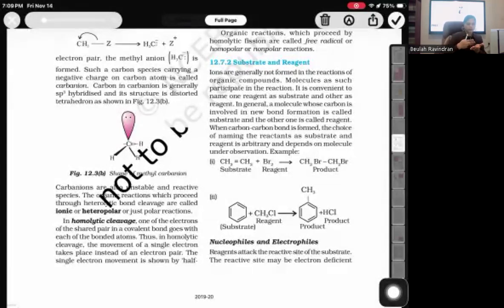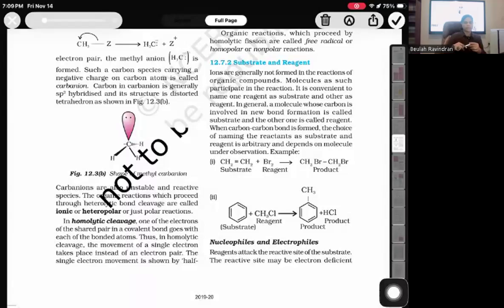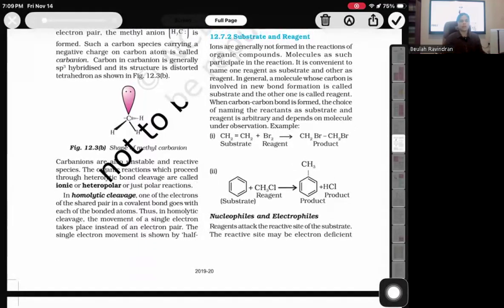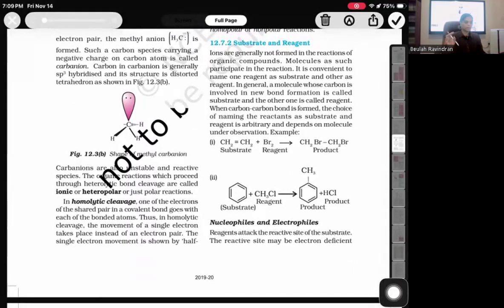When a carbon-carbon bond is formed, the choice of naming the reactants as substrate and reagent is arbitrary. So by really observing the bond formation only, we can say whether it is reagent or substrate. Otherwise, it is very hard to say. Keep this point in mind: the molecule whose carbon is involved in forming the new bond is called the substrate. In this example, this is the substrate, and bromine is the reagent.